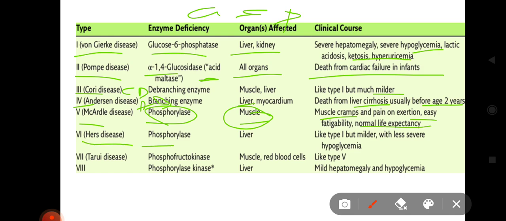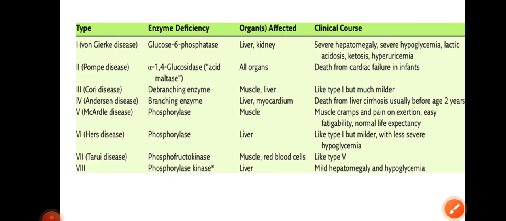Sixth is Hirsch's disease, phosphorylase deficiency, and the liver is affected like type 1 only but milder, with less severe hypoglycemia. Hypoglycemia will be there as the liver is affected. Seventh is Tauri's disease, so phosphofructokinase deficiency, muscle and RBCs are involved. And then the eighth one is phosphorylase kinase deficiency, liver is involved. So the initial few up to 5 are quite important.